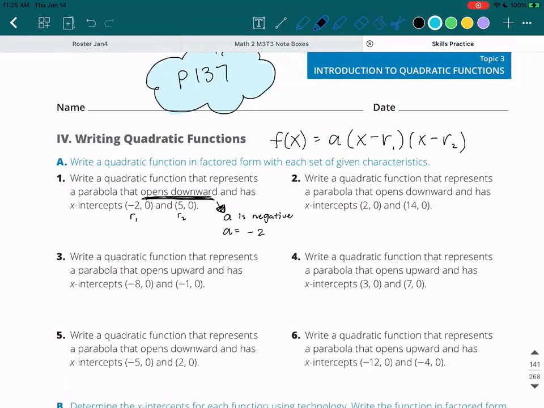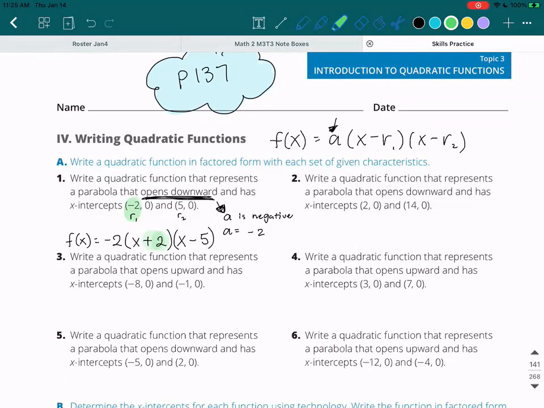Okay, so now I'm going to put it in our equation. f of x is equal to, now where the A value is, I'm going to put -2, (x minus, our R1 is over here. So it says x minus -2. When you're subtracting a negative, that's the same thing as adding the positive. So I'm going to actually write x plus 2, because our R1 was -2. So you kind of just do the opposite sign. And then over here for the R2, x minus 5.